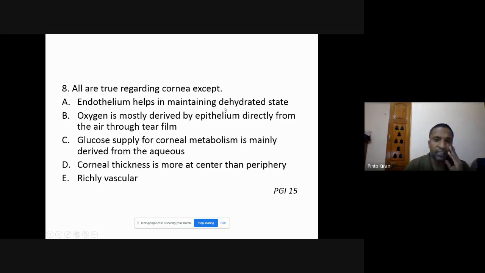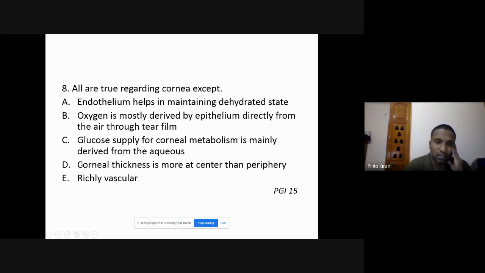Yes, sir. The cornea receives nutrition in the form of oxygen and glucose. It derives the oxygen from the air through the tear film. Similarly, the glucose reaches the stroma through the endothelium, and this glucose in turn arises from the aqueous humor. And again, if you look at the fourth option, corneal thickness is more at the center than the periphery.